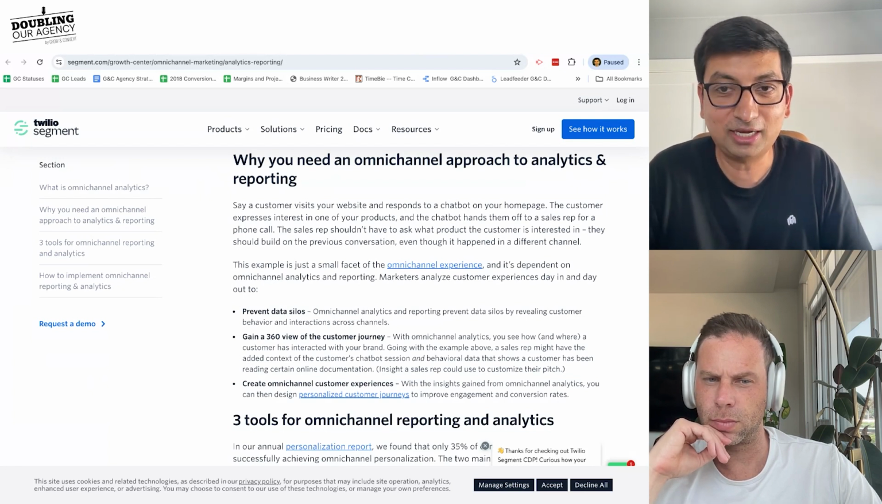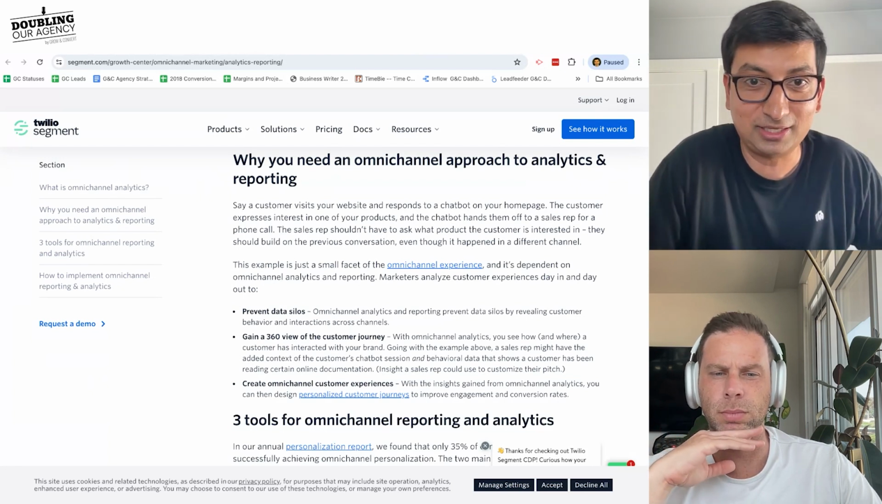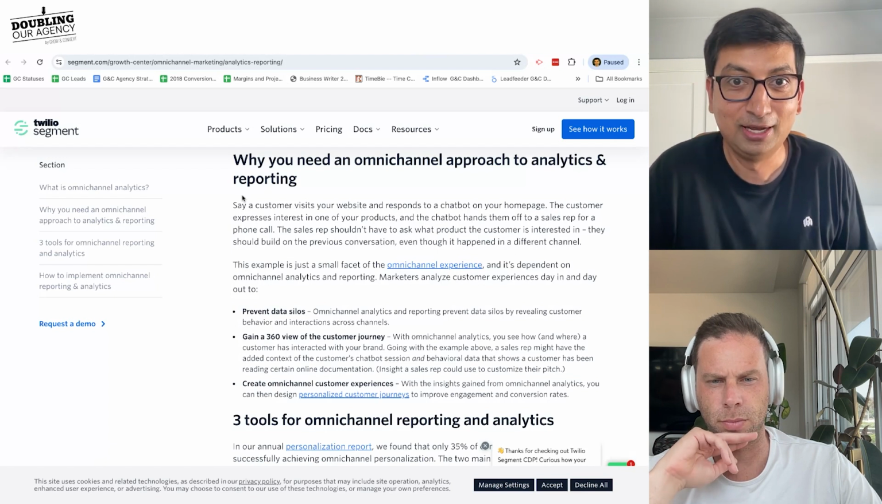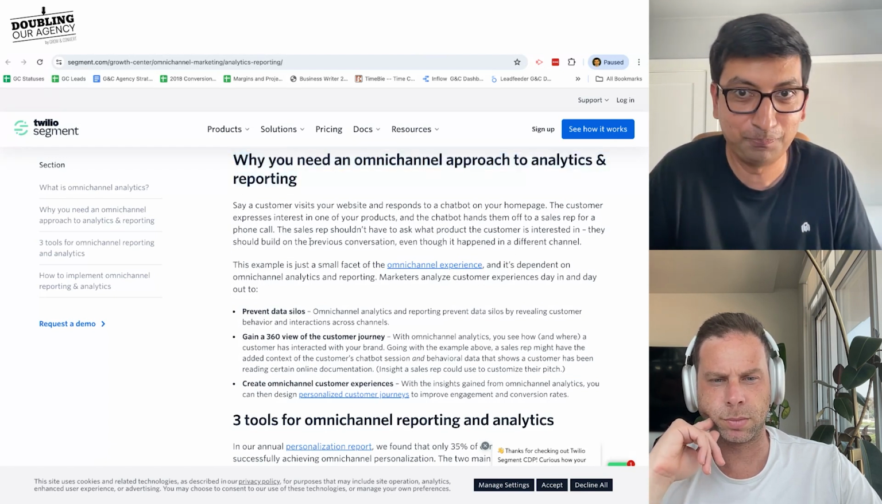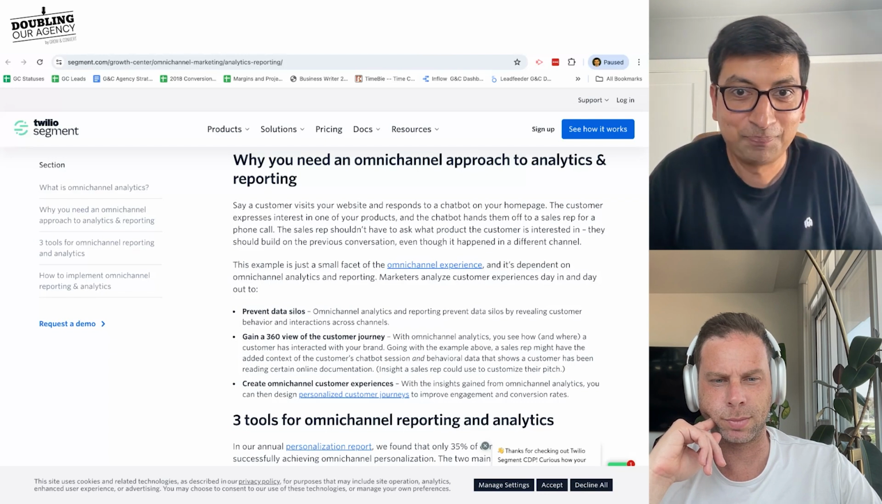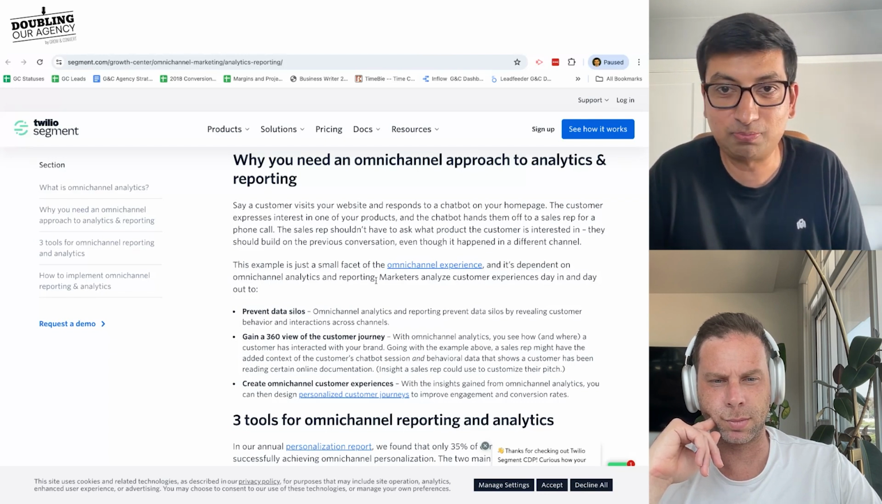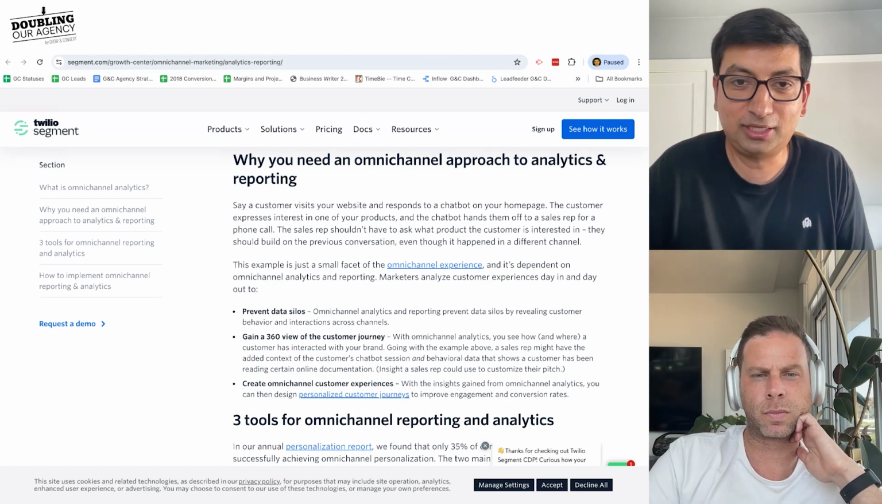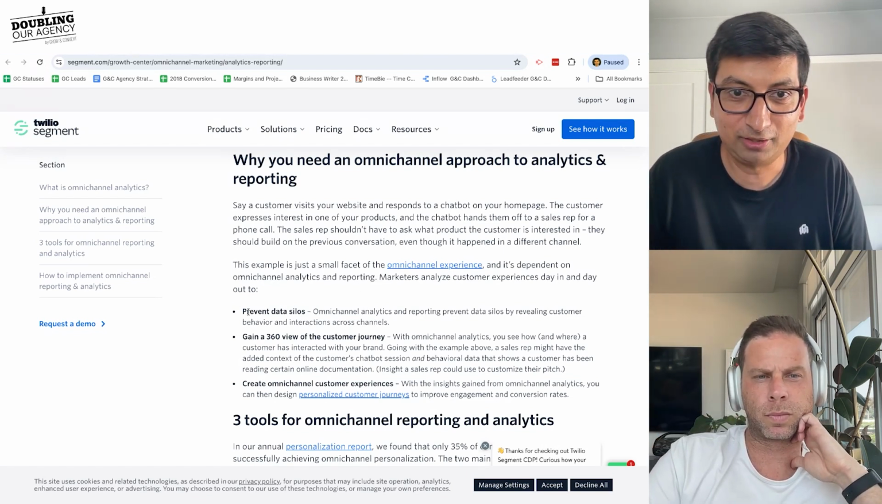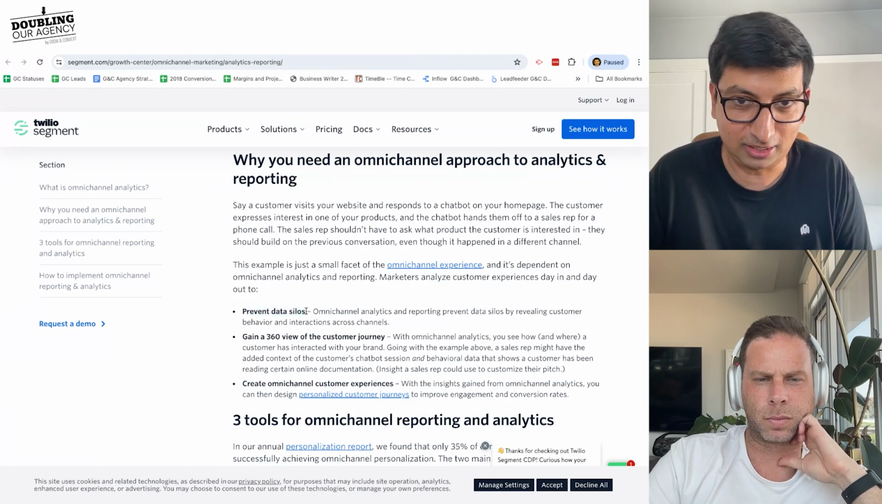The writer, I can tell, is just now like, well, I need to fill space and I only had this one example. Literally their reason for why you need it is just this example, because it's obviously good. So they say this example is a small facet of the experience, blah, blah, blah. Then they bullet point these benefits. And the first one is it prevents data silos.